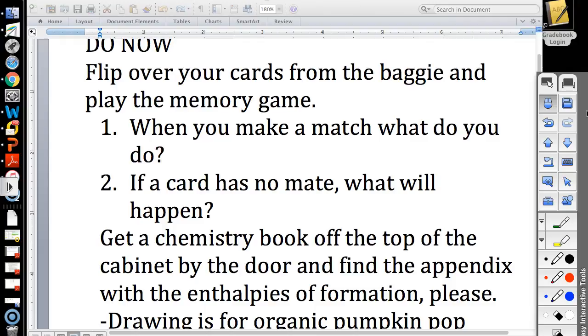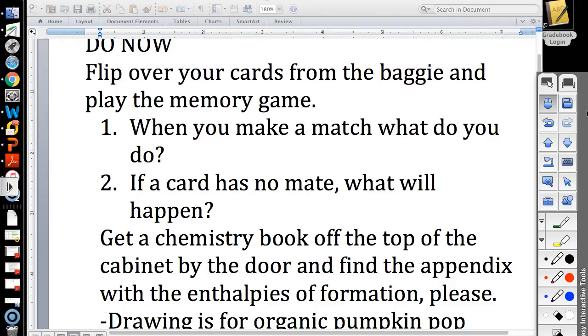Jaleel. If you were playing the matching game, you don't have a match. What do you do? You just leave it, so it never comes out and goes in a pile, right? It stays on the table. And so that has to do with Hess's law, and that's what we're going with. So let's go ahead and get started.